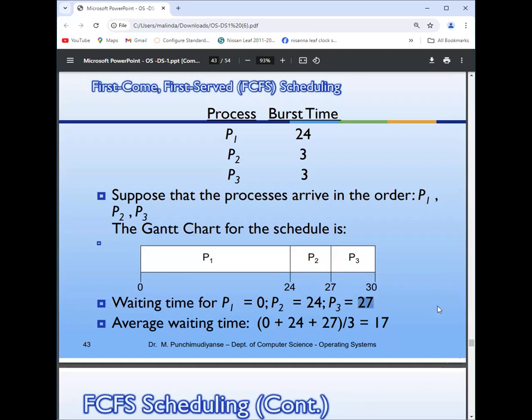Okay. So when you want to get the average, you simply add the waiting times of each and every process. So we add 0 plus 24 plus 27 and divide by the number of processes. There are 3 processes, so we divide by 3 and you get 17 milliseconds. Got the point? Is it understood, right? Is it okay? Yes. Okay, sir.